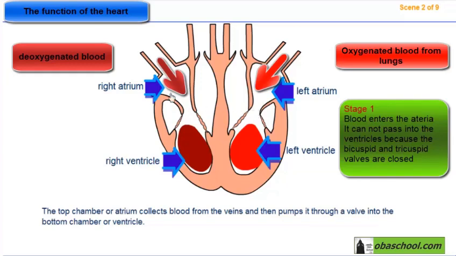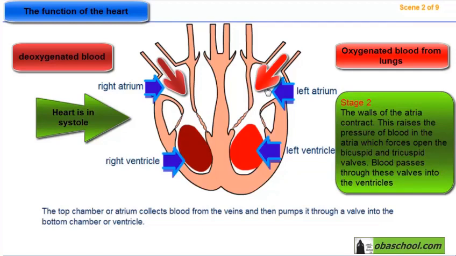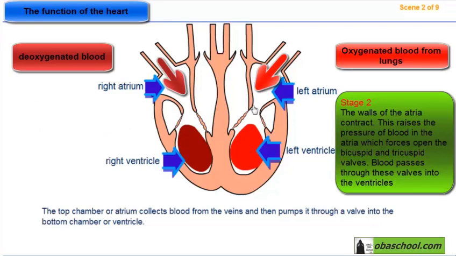So as step one, the blood cannot enter the ventricles because the valves, the bicuspid and tricuspid valves, are closed. So what happens is that the right and left atria both contract. They have muscles, so they contract. This causes high pressure, and the heart here enters into a stage called systole when the right and left atria are contracting. This causes high pressure, which forces the bicuspid and tricuspid valves to open. So now the deoxygenated blood can enter into the right ventricle, and the oxygenated blood can enter into the left ventricle. So now blood is collected in the ventricles.